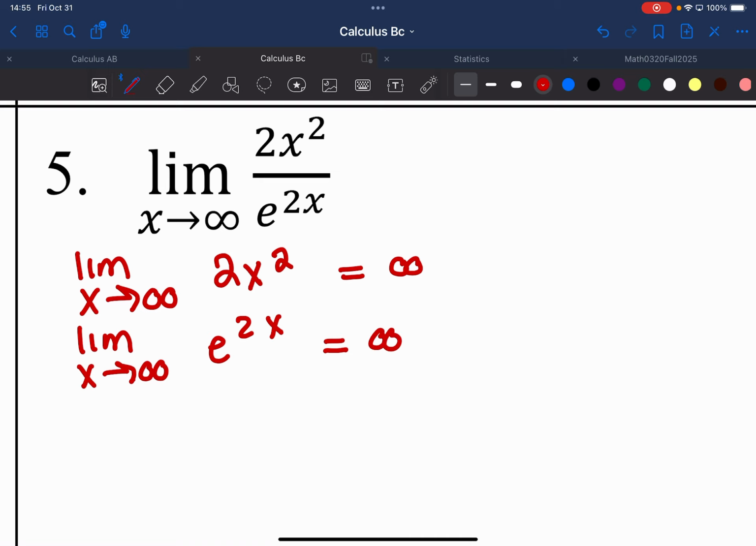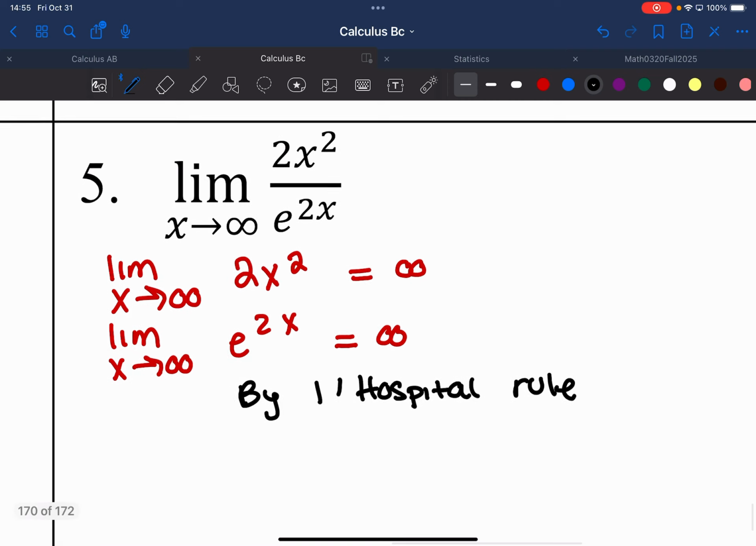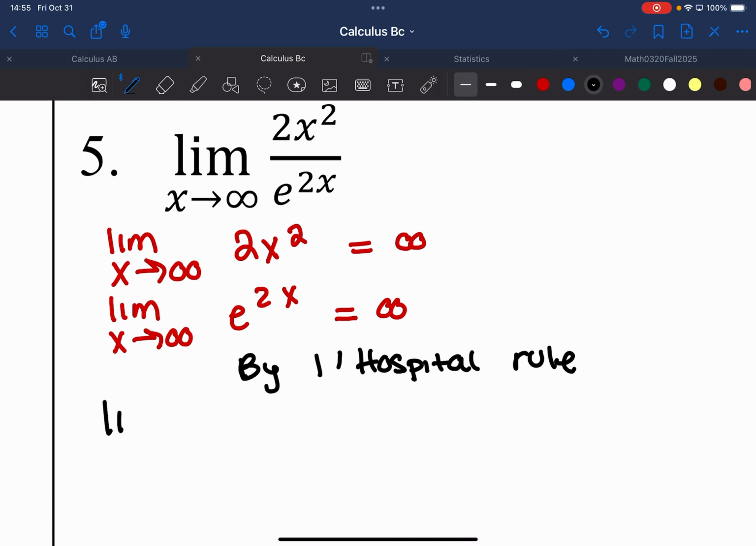infinity. So that means we can use what rule? L'Hopital's. Okay, and so let's go ahead and use that rule and take the derivative of the top and the bottom. So as x approaches infinity, what's the derivative of the top? 4x. The derivative of the bottom? 2e to the 2x. Okay, well, if we do this, we're still not getting an exact answer here, so let's go ahead and do it one more time.